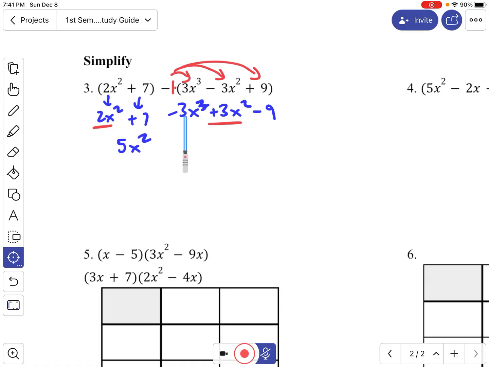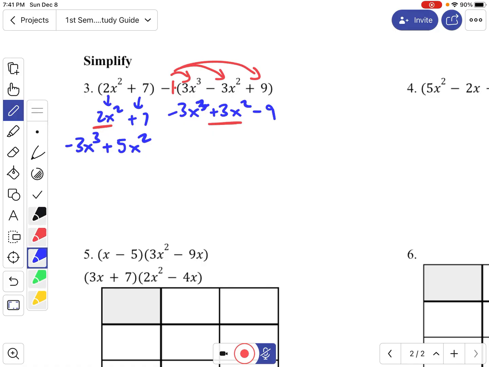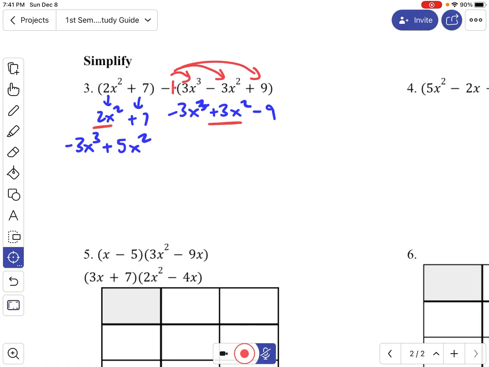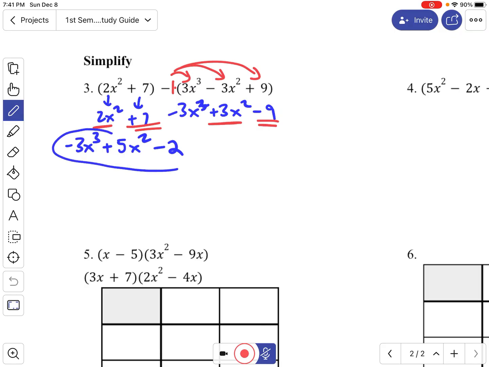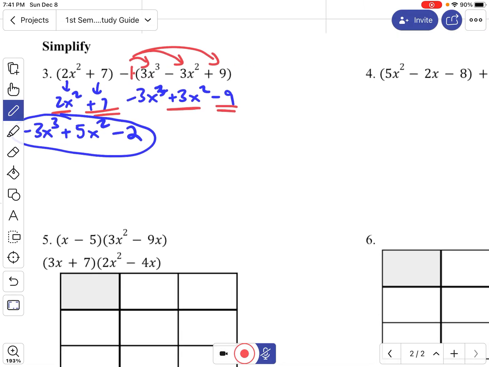Now this has the highest exponent, so I'm going to just write that first. Usually you write the highest exponent first, and if there's no sign between them, you could put a plus. Okay, so now we're looking for linear terms to combine. There are no x values that are just linear terms, but there are these two constant terms without any variables. So we're going to combine a positive 7 and a negative 9, which would be a negative 2. So this would be your final answer for number 3.